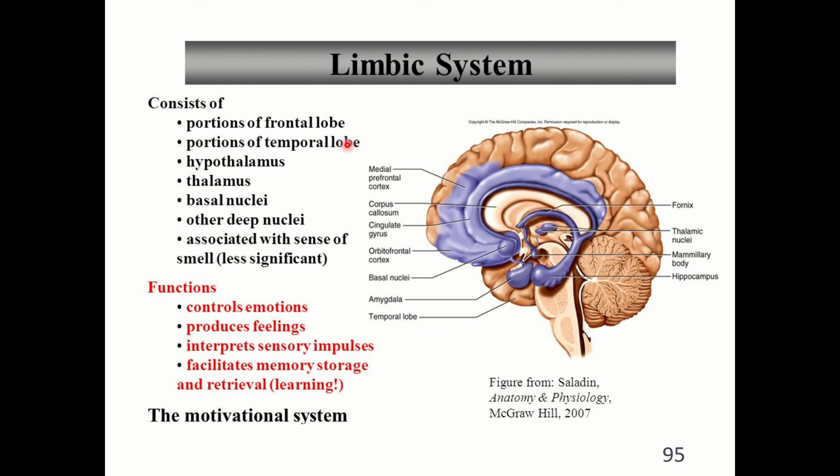The limbic system consists of portions of the frontal lobe. Looking here, you see the prefrontal cortex, portions of the temporal lobe, aka the olfactory center, the hypothalamus, the thalamus, basal nuclei, other deep nuclei, and as we've learned, it's associated with the sense of smell. And the functions are to control emotions, produce feelings, interpret sensory impulses, and facilitate memory storage and retrieval, aka learning. So this is where long-term potentiation is going to occur, which is the strengthening of synapses for long-term memory.